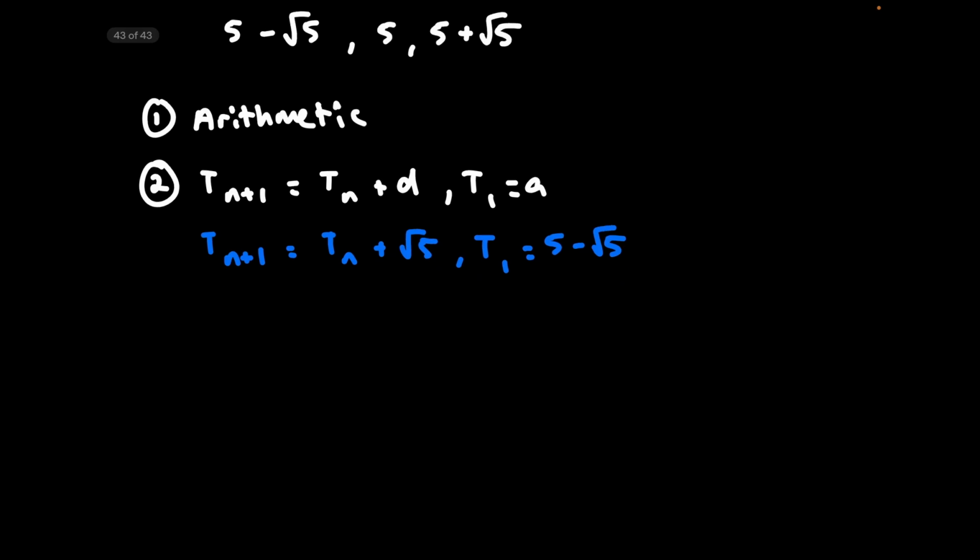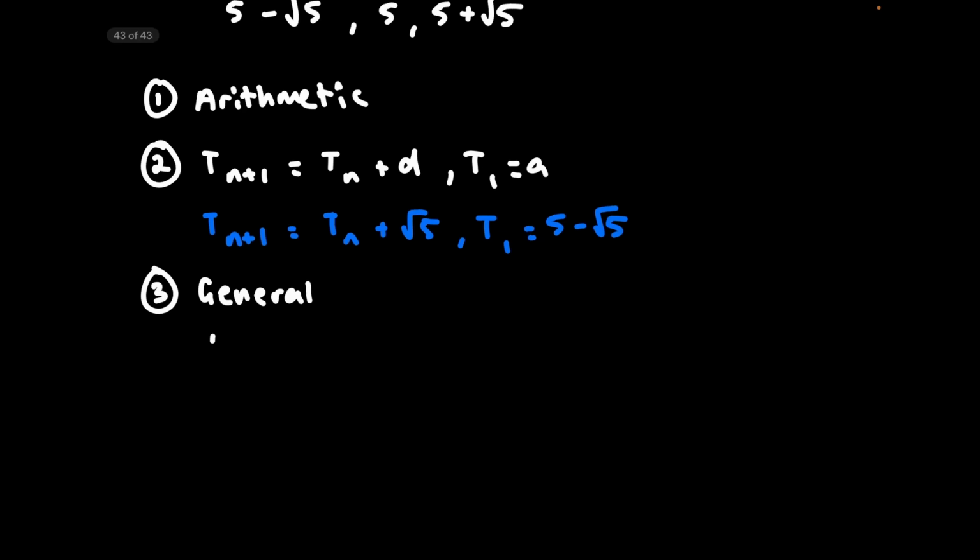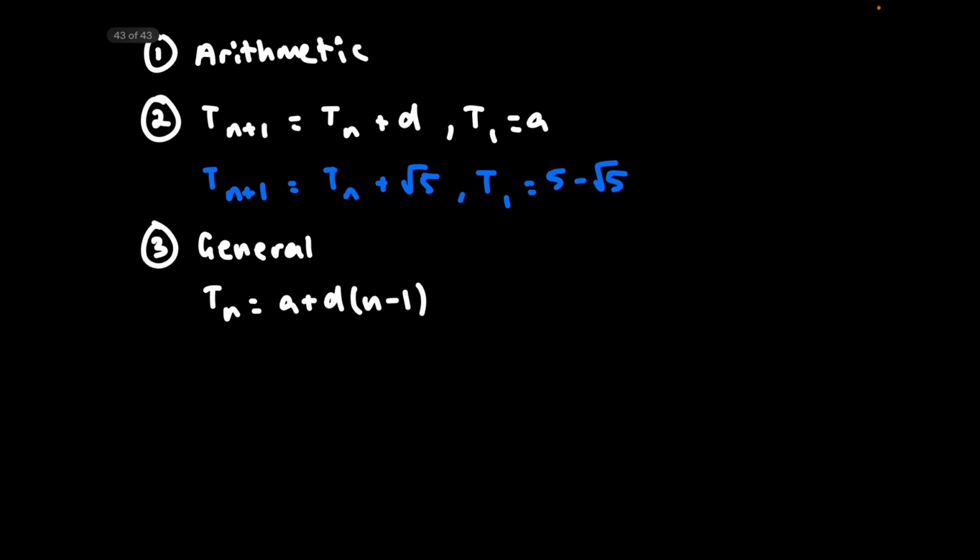Now let's continue. 3. What is our general rule? The general rule is much more practical in certain cases, and the general rule is in the form of Tn equals a plus d times n minus 1. So in this case, we know that T1, the first term, is simply equal to 5 minus root 5, plus root 5 times n minus 1.